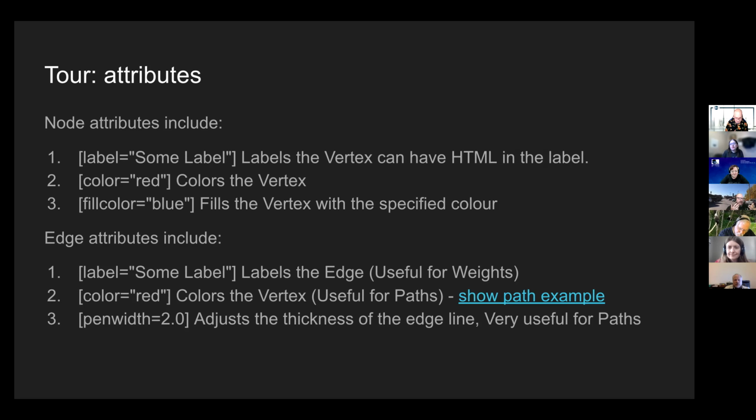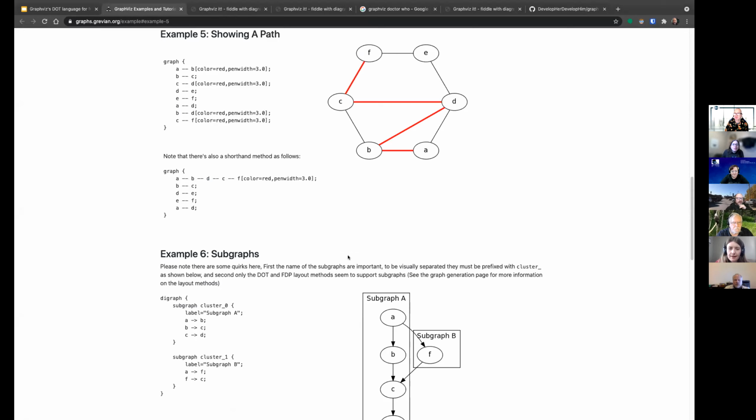You can do different colors for the node or vertex. You can have fill effects and things like that. And for edges, you can also label the edges, and you can also color the edges. So an example of coloring the edges in order to show a path you see here in red.